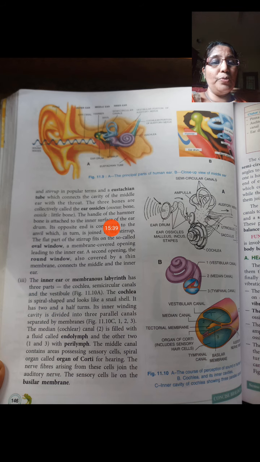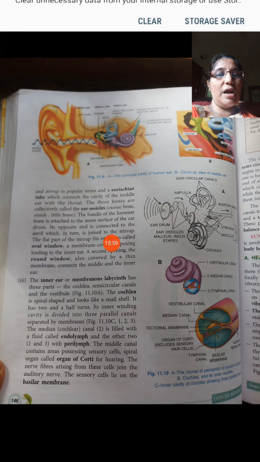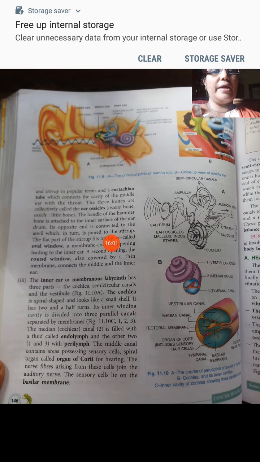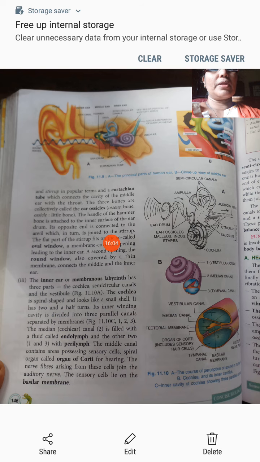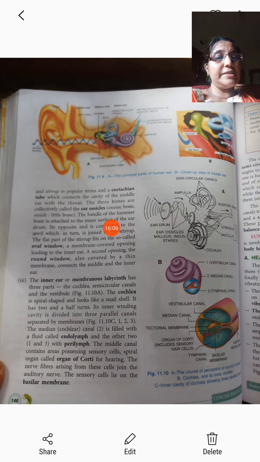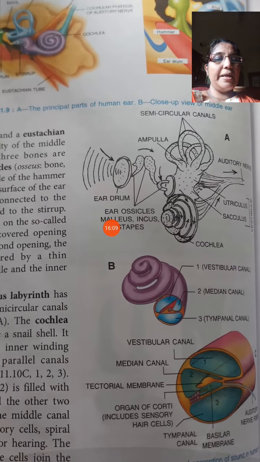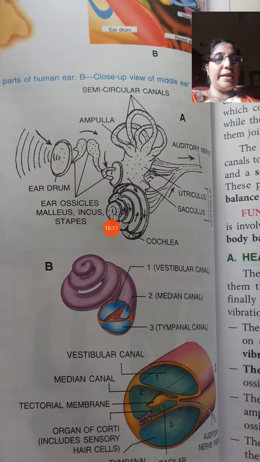When the person moves, these crystals, known as otoliths, small calcium crystals, move, and the sensory cells inside this region can sense how the movement occurs. Those sensations will be sent to the brain through the canals, the auditory canal.